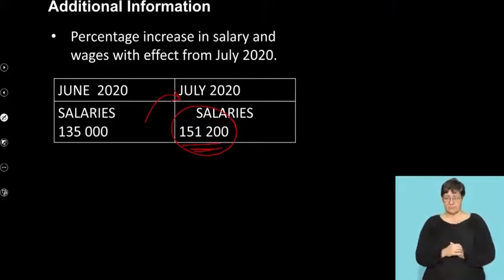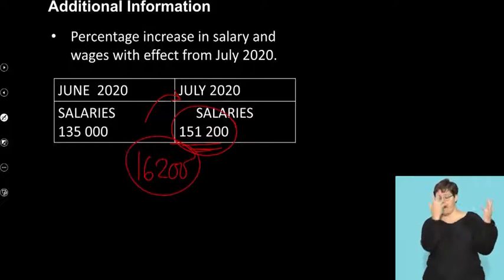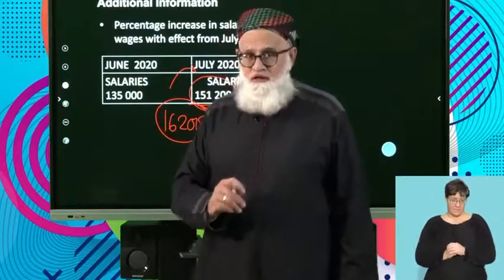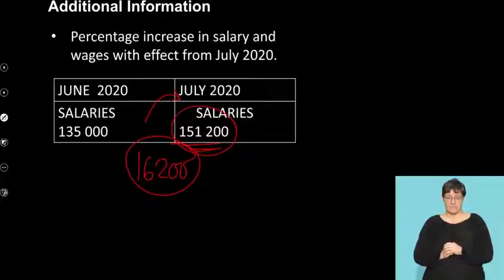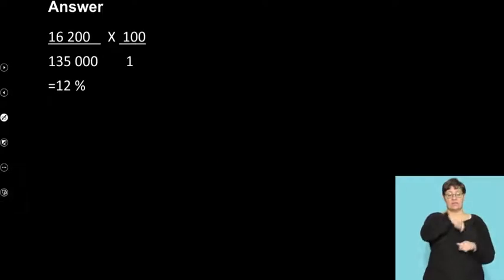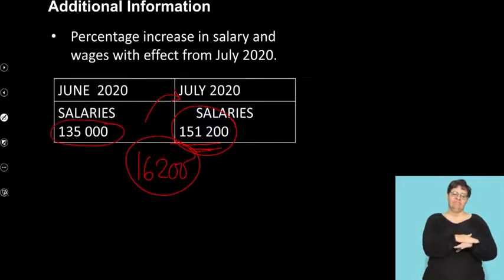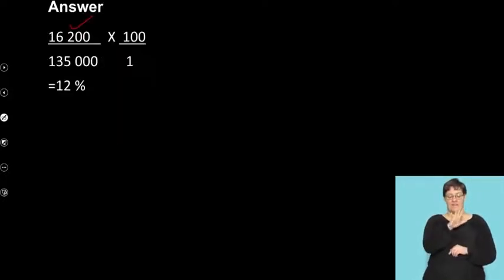Okay, so what have you done? You've calculated that the increase in the salary in terms of rands was 16,200. Got it? Okay, now take the 16,200. Watch, there we go. 16,200 over what was my base. The previous month's salary was 135,000, so over 135,000, here we go. There's the previous month's salary.